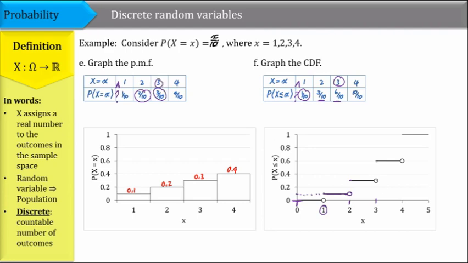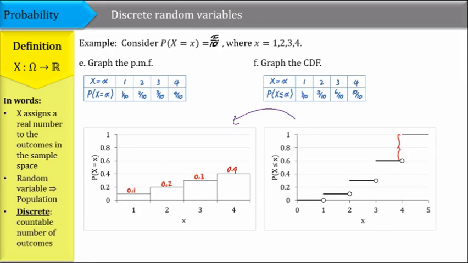So at 3 we made a jump. And then finally, when x is equal to 4, we made the final jump to 1, or in other words, 10 over 10. But we can also use our CDF to calculate probabilities. So in other words, working backwards from the CDF to the PMF.